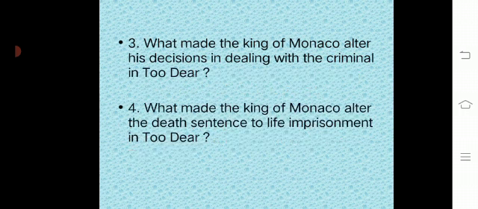That is the question. The fourth question reads, what made the King of Monaco alter the death sentence to life imprisonment? Now here you have to explain only why the death sentence was changed to life imprisonment. So understand the difference, what you are expected to write, and write accordingly.